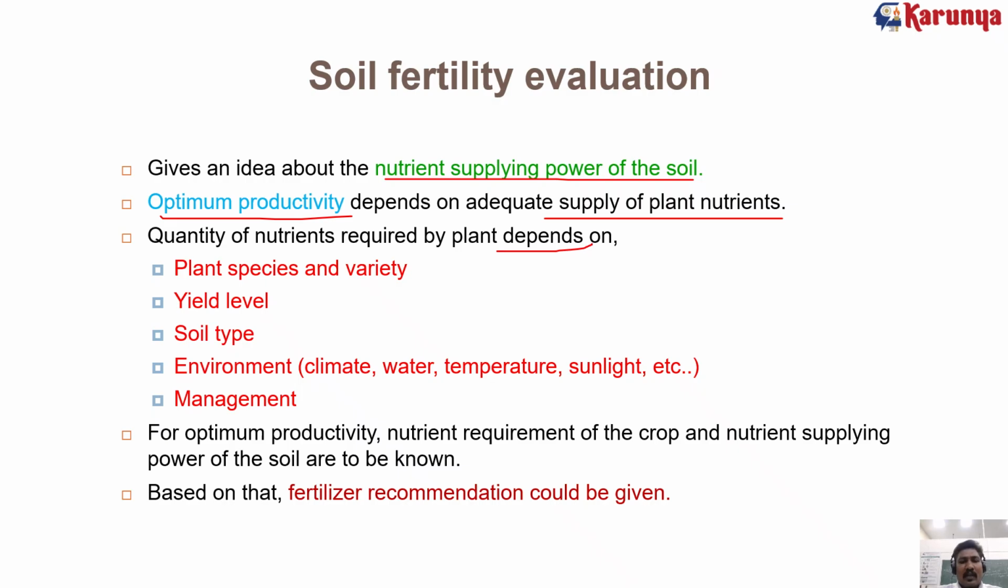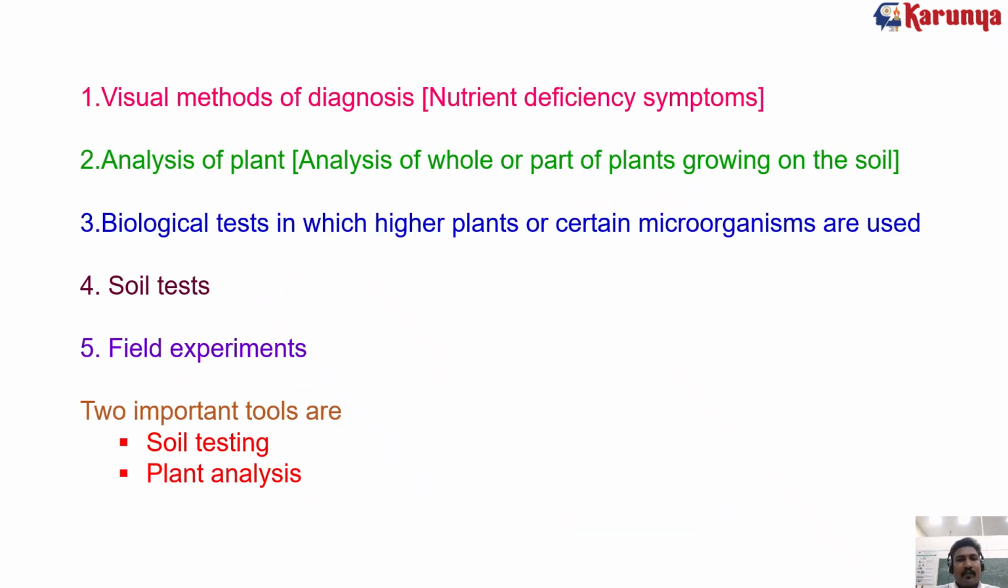So after evaluating the soil fertility, we can give the fertilizer recommendation to the farmer. Then the farmer, according to that, will apply the required amount of nutrient to the soil. There are different methods to evaluate soil fertility.